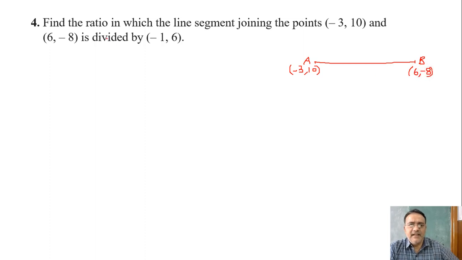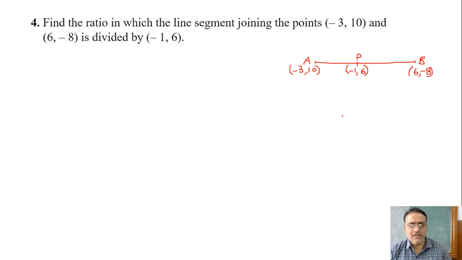Right, and it is divided by minus 1, 6. So here I am taking P, and the coordinates of P are given as minus 1, 6. The concept is that whatever values are known to us for the P coordinates, we have to take those values. Both values are known to us, minus 1 is given and 6 is given, but we should not take the negative.